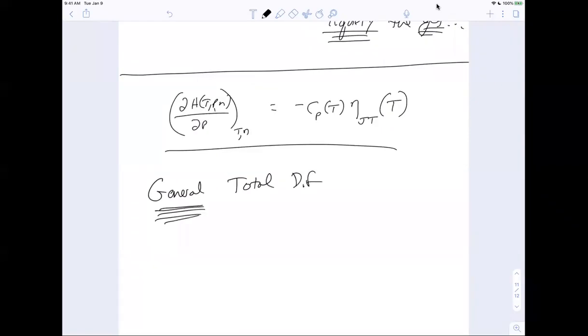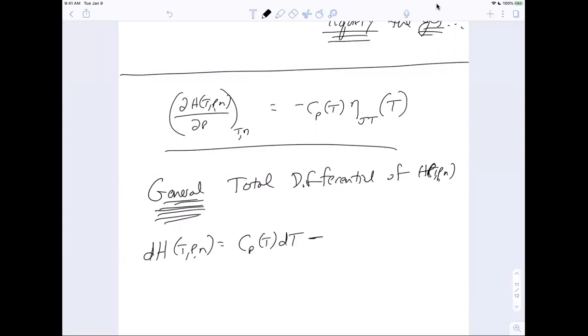Again, this question came up last time, so I'm going to make sure I state it. Now this is the general, total differential of H, as dH is Cp of T dT minus Cp of T eta Joule-Thomson times dP.